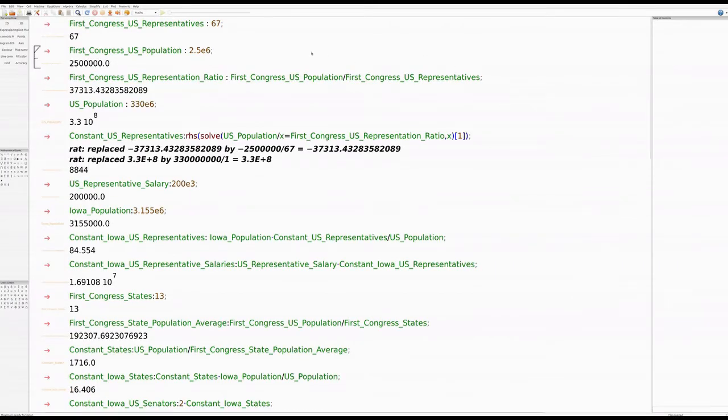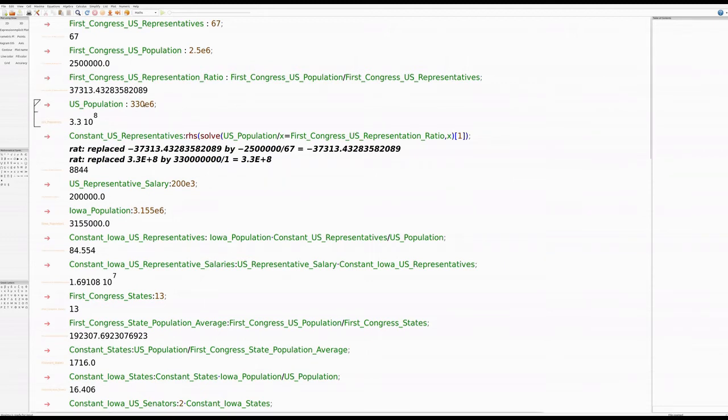So now let's go back and try to recapitulate how the government operates with respect to representation. The first Congress of the U.S. had 67 representatives. The population at that time was 2.5 million. That gave us a ratio of population to representative of about 37,000.